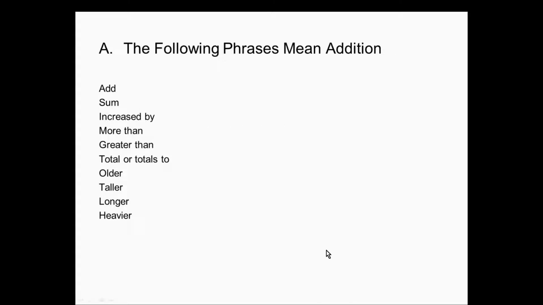So the following phrases mean addition. Add, like add John's age to Mary's age. Sum, that is the result of an addition problem. Increase by, more than, greater than. Total or totals to, and then we have the comparisons: older, taller, longer, heavier. We'd like to get similar phrases for subtraction as well.